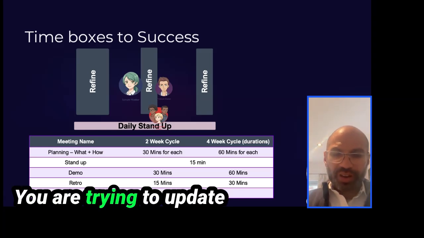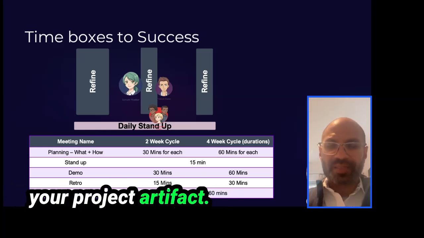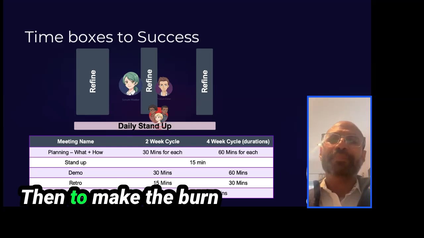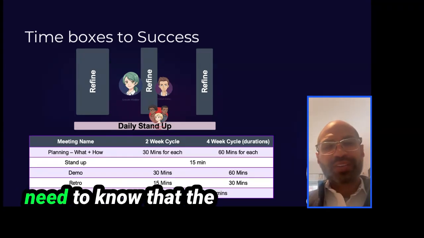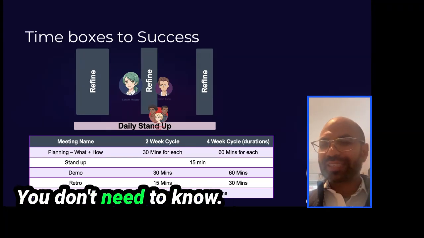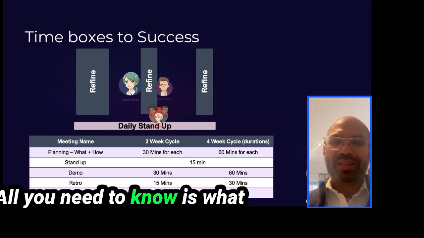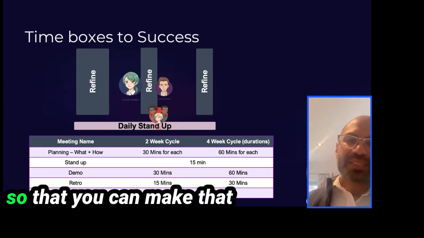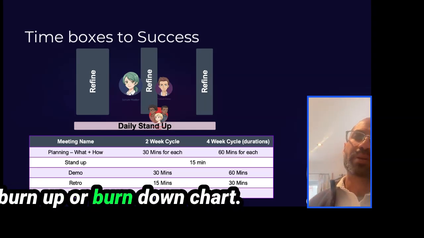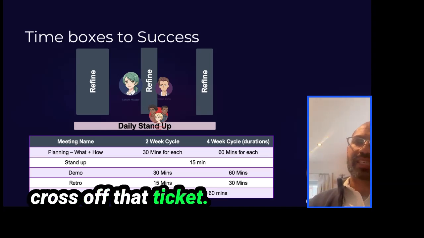Is it not done? You're trying to update your project artifacts. And to make the burndown chart, you don't need to know that the tickets were written badly. You don't need to know it's impossible. All you need to know is what tickets were completed so that you can make that burn up or burn down chart. So you can cross off that ticket.